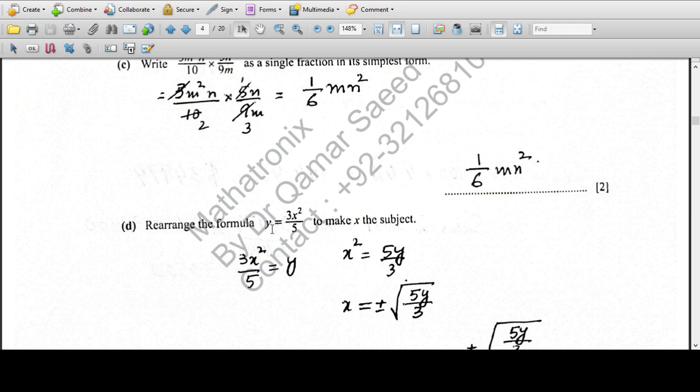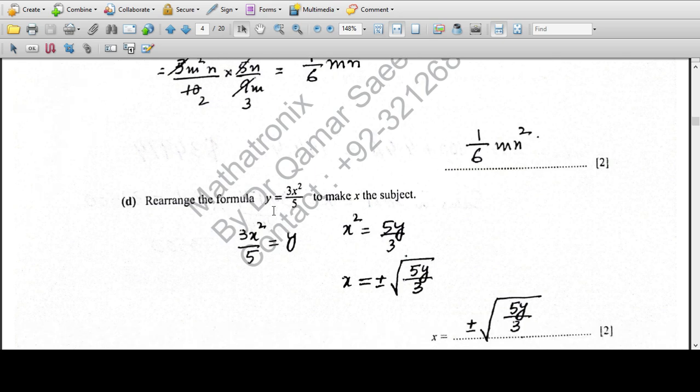Rearrange the formula y is equal to 3x square over 5 to make x the subject. So take this right hand side on the left hand side and left hand side on the right, like this. And when we multiply this 5 here and divide by 3, on rearrangement, x square is equal to 5y upon 3, and on taking square root on both sides, x is equal to plus minus under root 5y upon 3. So x is the subject now.